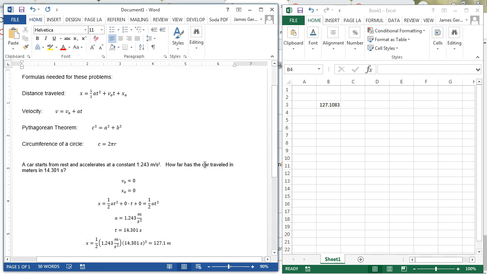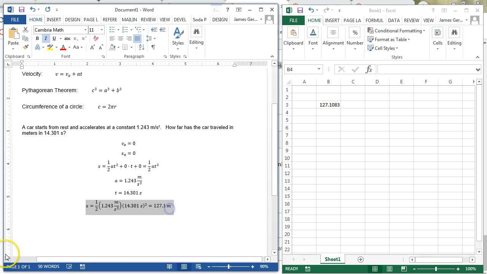So all of these problems are about identifying what you know. Well, we know v naught is 0. We know x naught is 0. We know the acceleration is 1.243 meters per second squared. We know the time that we're after is 14.301 seconds. We know we're interested in how far it goes, so we're looking for distance traveled. So it's about putting together the English along with the math to come up with the solution, where you put all the parts into the correct places and calculate the distance you've traveled.